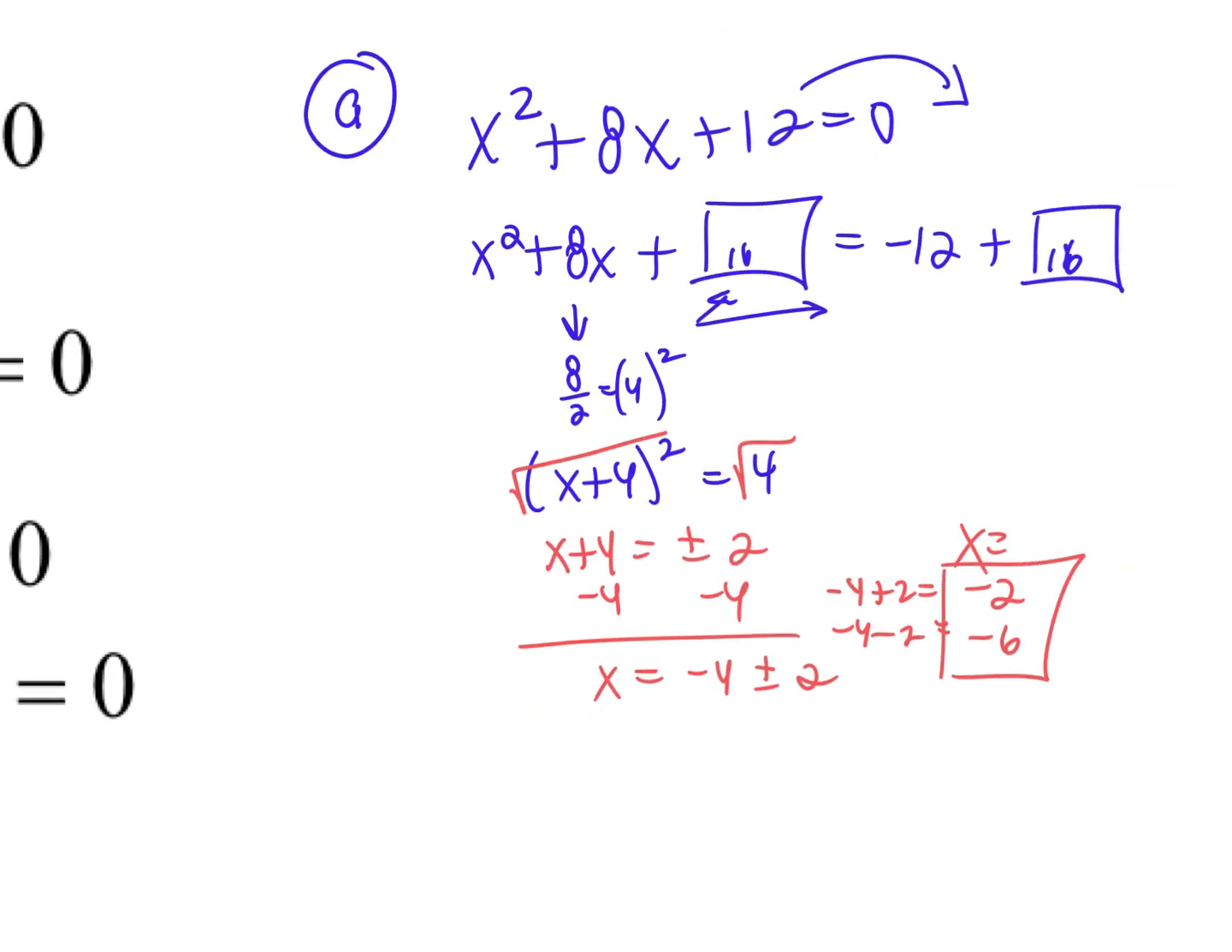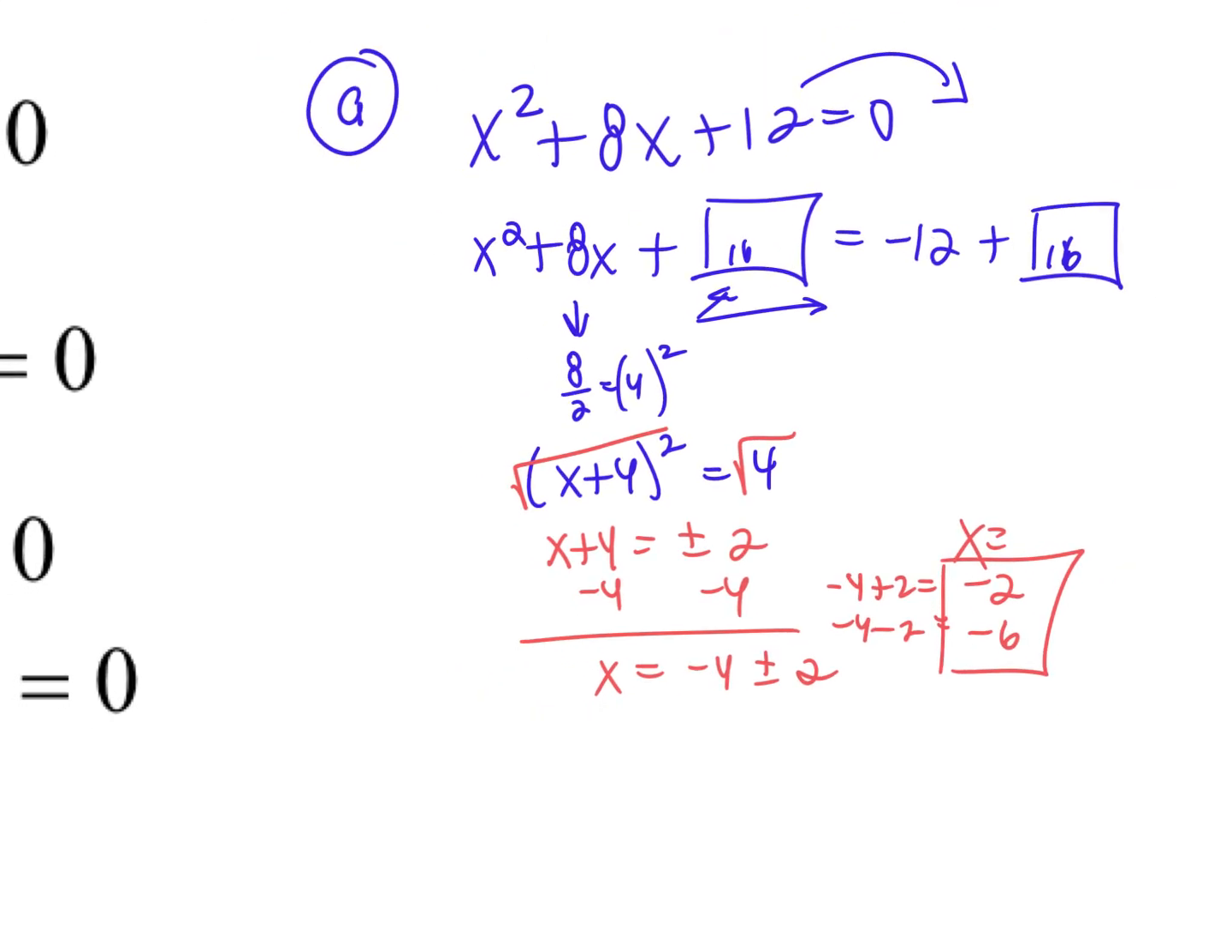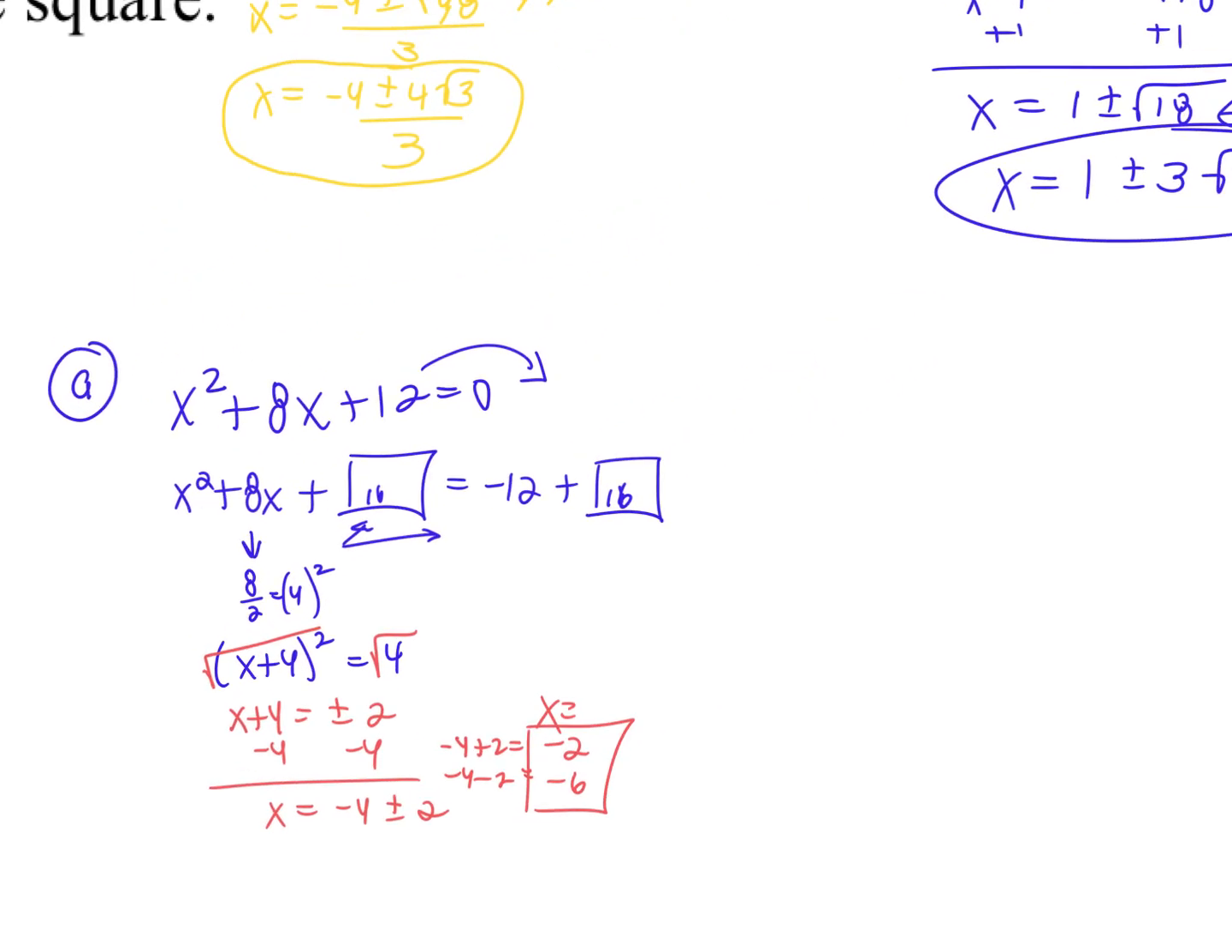Whole pretty numbers. What does that mean about your original problem? It could factor. But if it says solve by completing the square, you absolutely have to show all of the steps to complete the square. So just make sure you're checking. If it just says solve, check to see first if it factors. It's easier. All right, let's look at B.